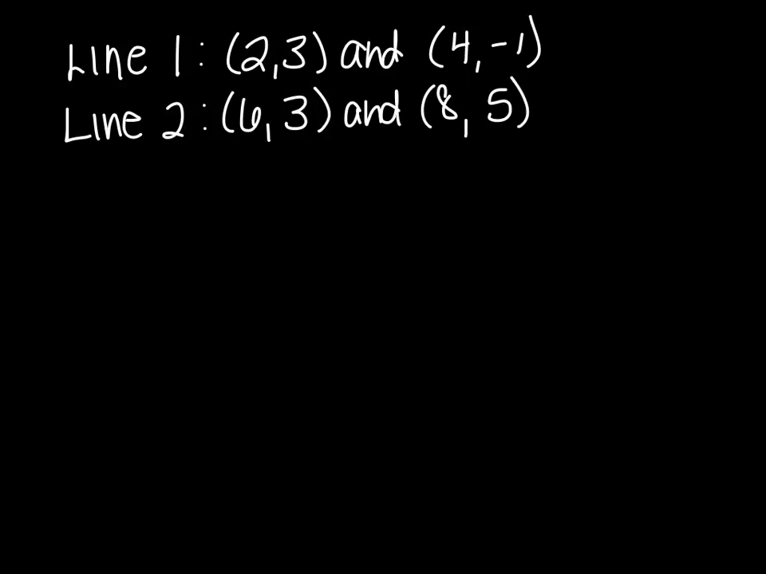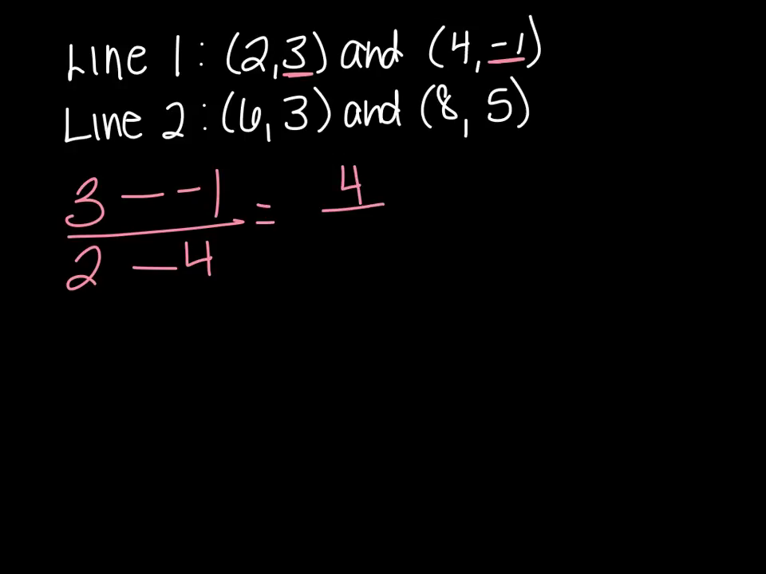So let's go ahead and do line 1. I'm going to start with my negatives, and I'm going to underline my y values. So I have 3 and -1, and then the x's go on the bottom. So on the top for my slope, I have 4. On the bottom, I have -2, and therefore my slope is -2.